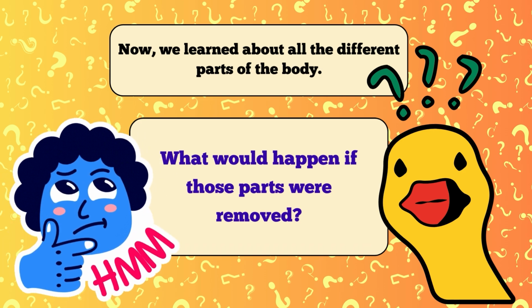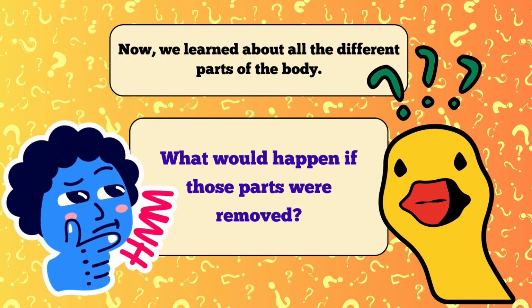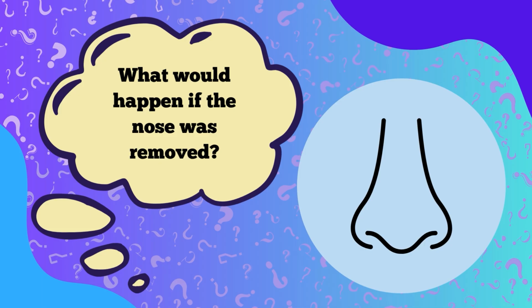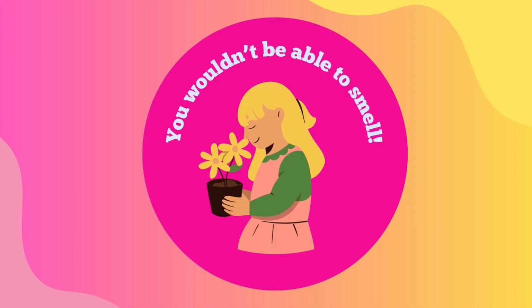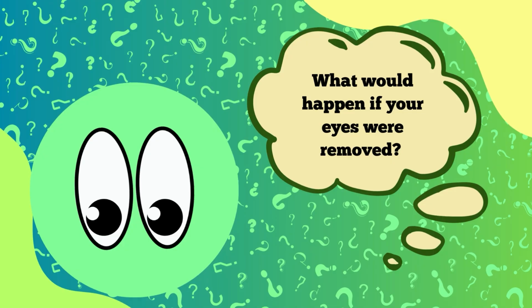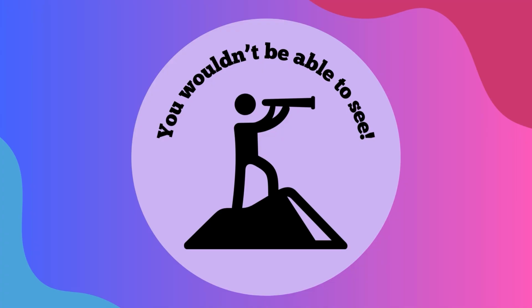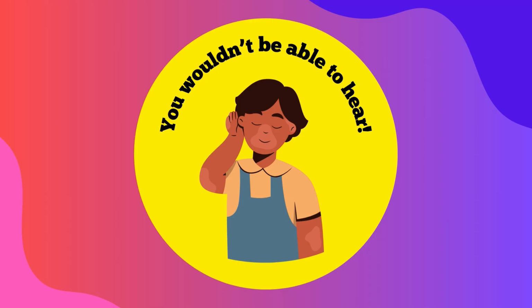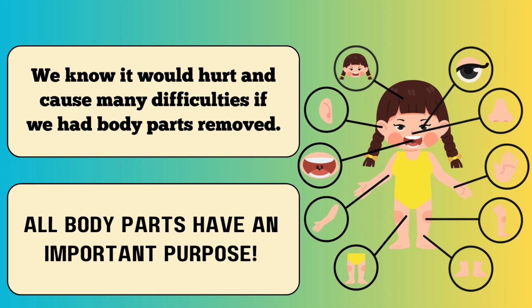Now we learned about all the different parts of the body. What would happen if those parts were removed? What would happen if the nose was removed? You wouldn't be able to smell. What would happen if your eyes were removed? You wouldn't be able to see. What would happen if your ears were removed? You wouldn't be able to hear.